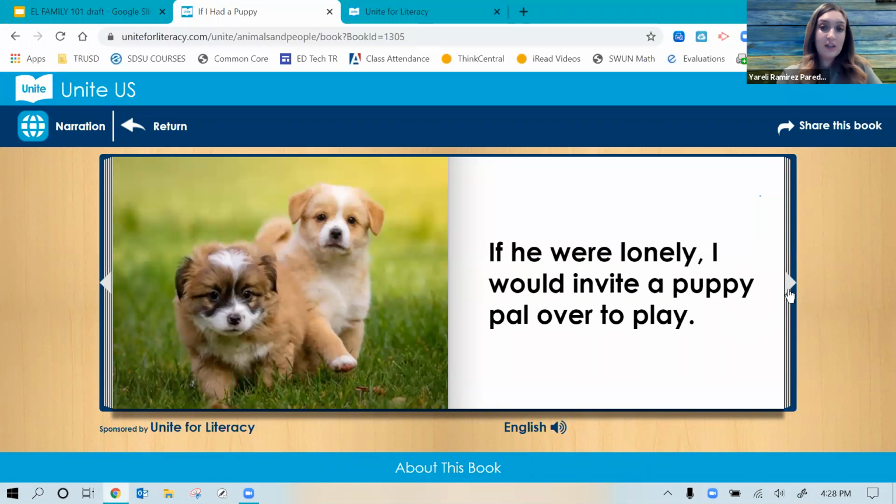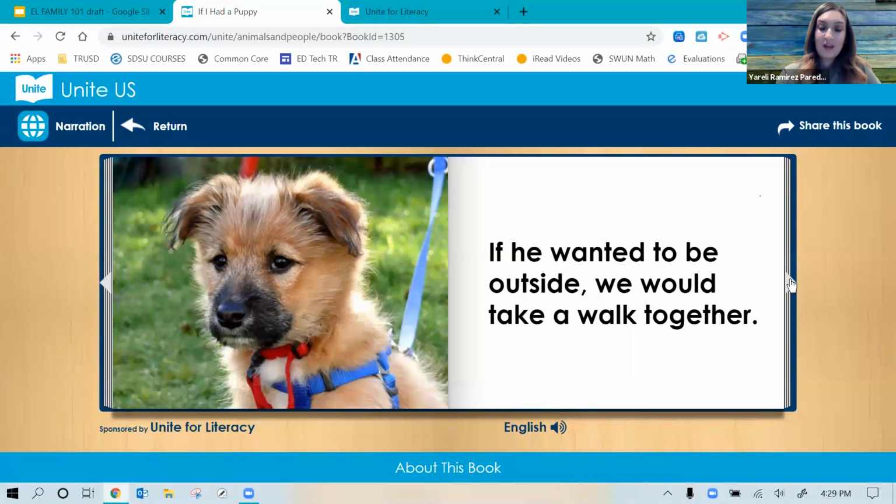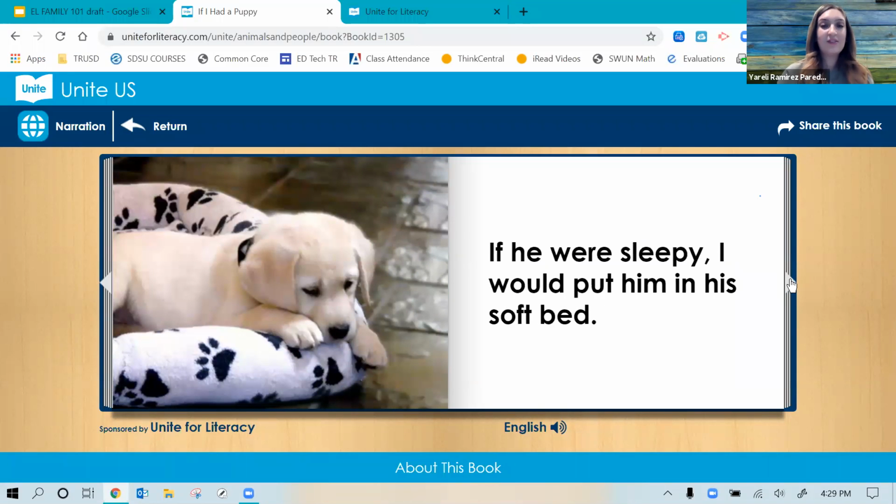If he were lonely, I would invite a puppy pal over to play. Look, these puppies are pals. They must be friends. If he wanted to be outside, we would take a walk together. If he were sleepy, I would put him in his soft bed. That bed does look soft, kind of like a pillow.